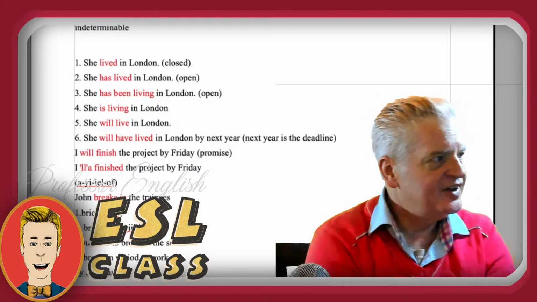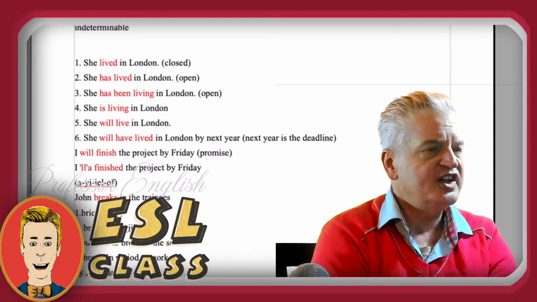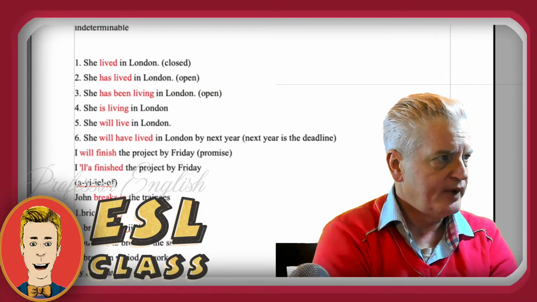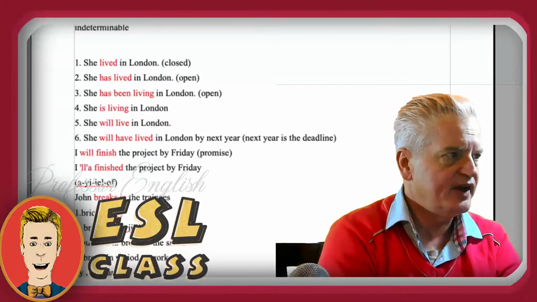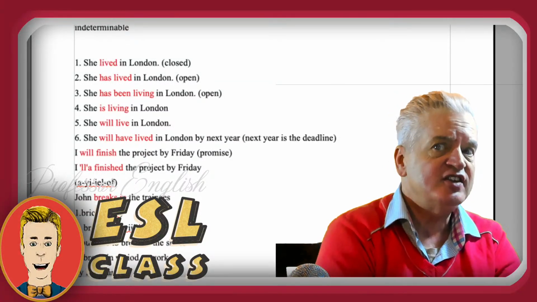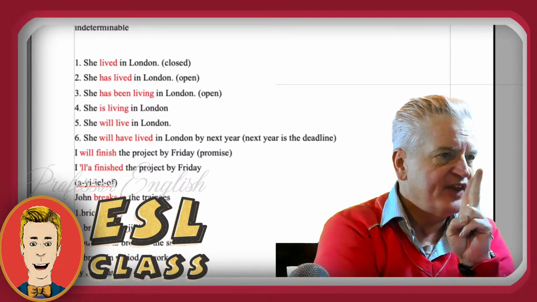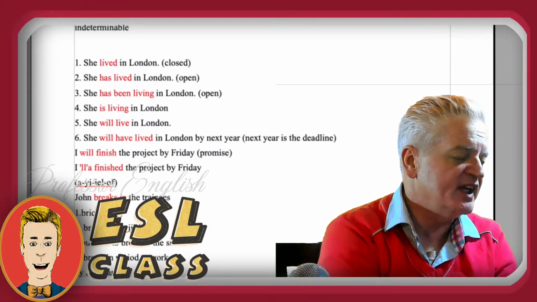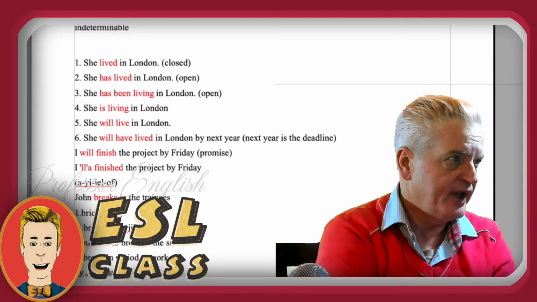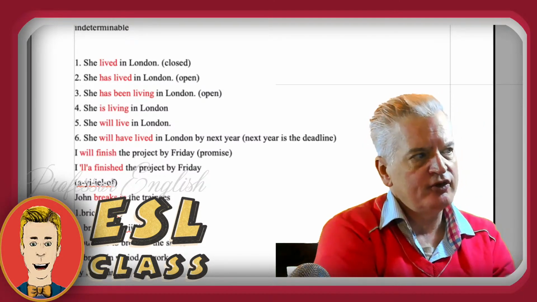All right, so that's verb number 3. Now let's take a look at number 4. She is living in London. Okay, what time period is this? She is living in London. That's now. You have the present is, and you have the ing, which means in the moment. So this is clearly the now moment. Okay, but now what is the difference between number 3 and number 4?